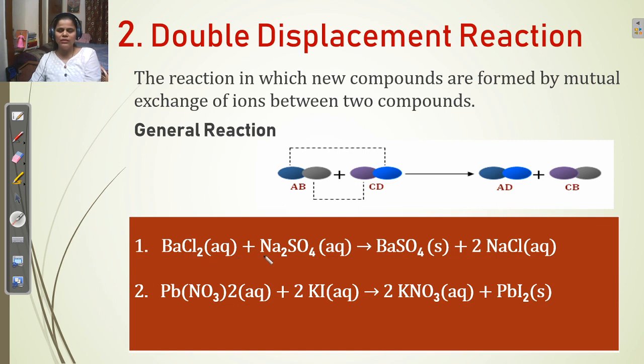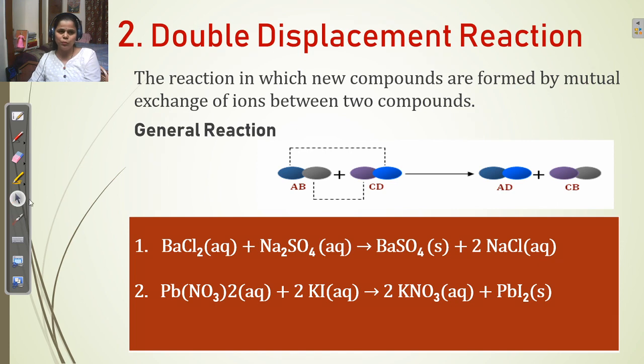Barium chloride plus Na2SO4, sodium sulfate. Here barium displaces the chlorine and reacts with the sulfate and forms barium sulfate, and sodium displaces the sulfate and reacts with the chlorine and forms sodium chloride. And in the next example, PbNO3 reacts with potassium iodide and forms KNO3, potassium nitrate, and PbI2.